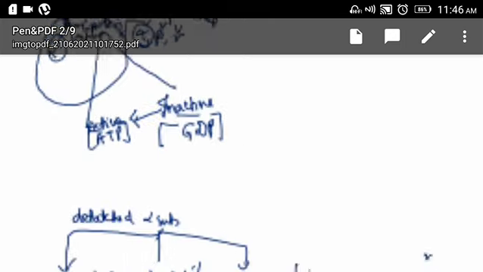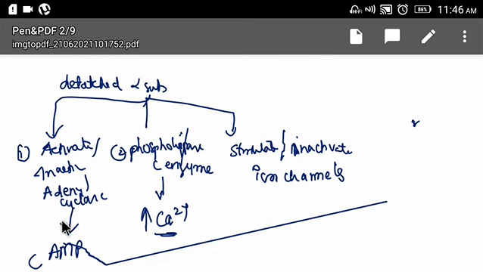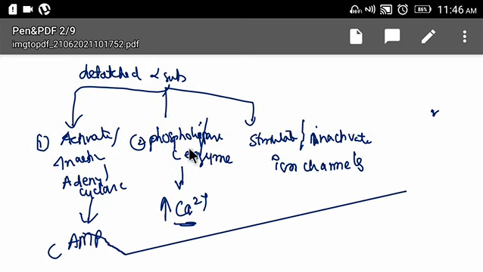Let's see what these things are. It can activate or inactivate adenyl cyclase, which results in an increase or decrease in cyclic AMP concentration inside the cell. Second, it can activate the phospholipase C enzyme, which results in an increase in calcium concentration. And third, it can stimulate or inhibit ion channels. This is about G protein coupled receptors.